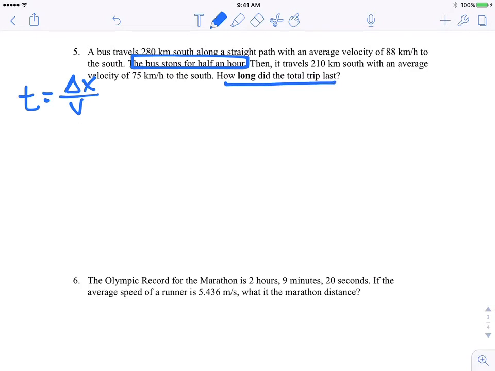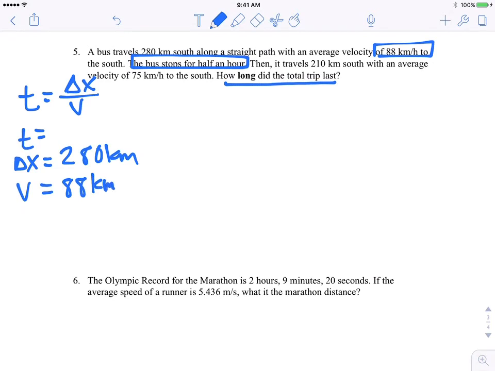So the first part is t, and we're going to figure that out. Delta x, remember we have to assume that he has an initial position of 0, so his total distance traveled was 280 kilometers, and his velocity was 88 kilometers per hour. And then he stopped for 0.5 hours, so time here.